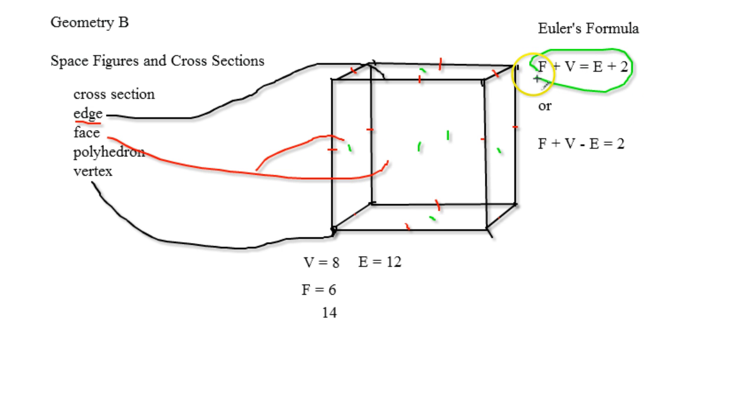You take the amount of faces plus vertices, and that will equal the edges plus 2. Or if you take the faces and add the vertices and then subtract the edges, you will get 2. So there are 2 different formulas you could use.